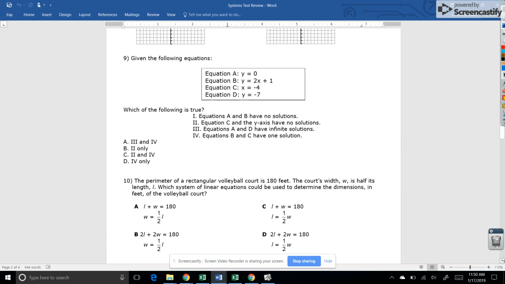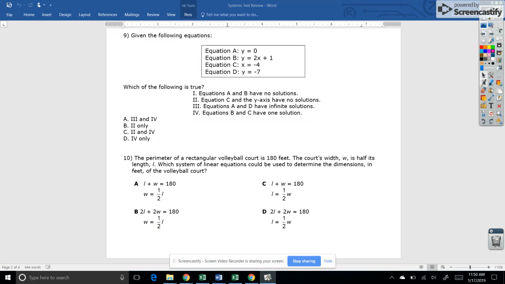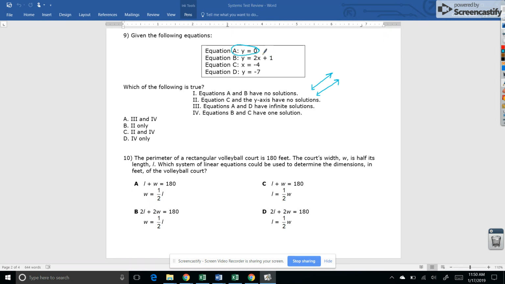Number 9. It's asking us which of the following is true. A and B have no solutions. So how are we going to know that? Well, if lines A and B are parallel, they'll have no solutions because parallel lines are going to have the same slope but different y-intercepts. Let's look. These have the same slope. No.